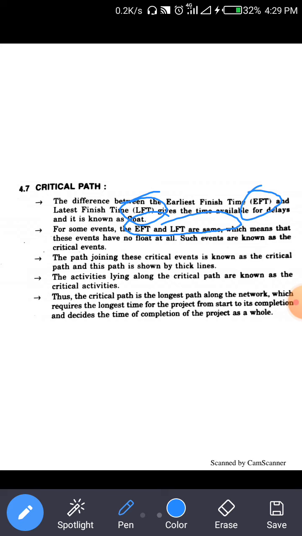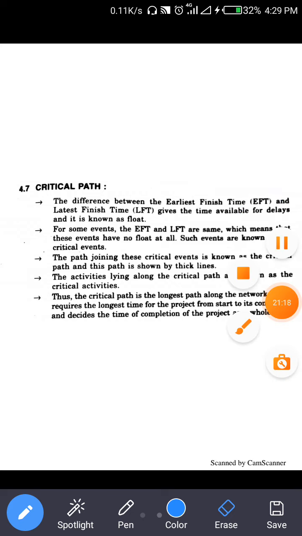It is shown by a dark thick line, and the activities lying along the critical path are known as critical activities. The critical path is the longest path along the network, which requires the longest time for a project from start to completion, and decides the completion time of the project as a whole. So the entire project duration we get from the critical path. In the next lecture we take examples of the critical path method. So here we complete our topic. Thank you.